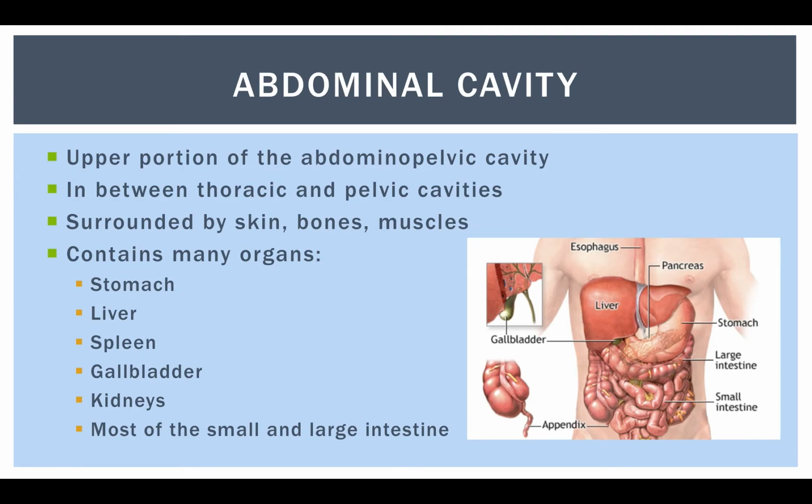So we'll talk about the two parts of the abdominopelvic cavity. The abdominal cavity is the upper portion of the abdominopelvic cavity. It sits in between the thoracic and the pelvic cavities. Again, on that superior part, it's divided from the thoracic cavity by the diaphragm. It's surrounded by skin, a little bit by bones, and mostly by muscles. The abdominal cavity contains many of your organs, specifically many of your digestive organs, including the stomach, the liver, spleen, gallbladder, kidneys, most of the small and large intestine.